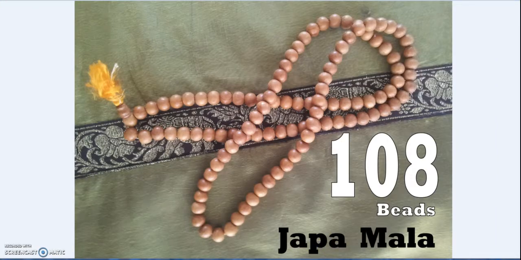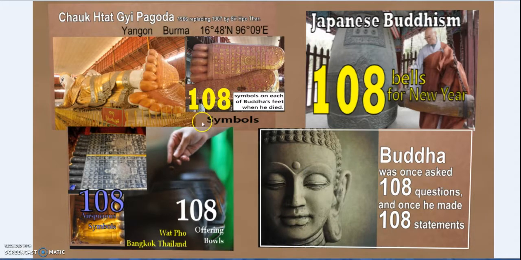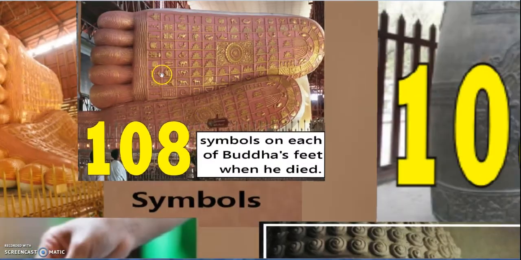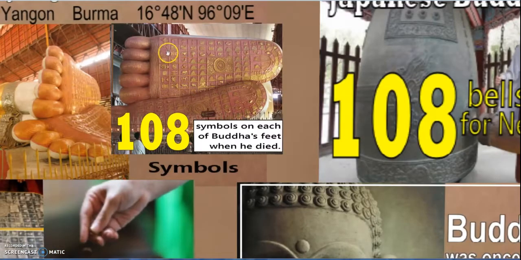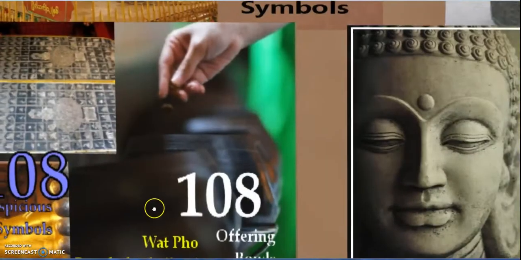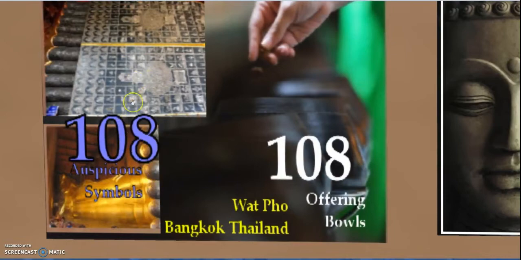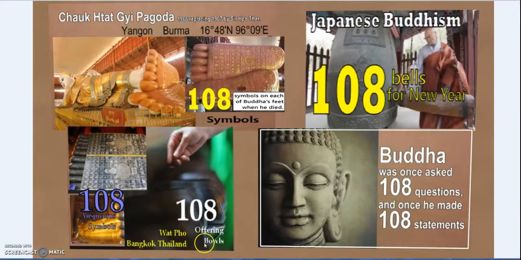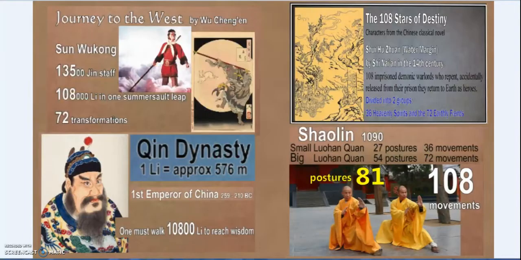But japa mala. Okay, in Buddhism, the Buddha, when he died, was said to have 108 auspicious symbols on each of his feet, 216 in total, but 108 on each foot. So now, for instance, in Wat Pho, again, you'll see the statue bears on his feet 108 symbols, but there are 108 offering bowls. This is another repeated feature. Japanese Buddhism, ring the bell 108 times for New Year. Buddha was once asked 108 questions and he made 108 statements.